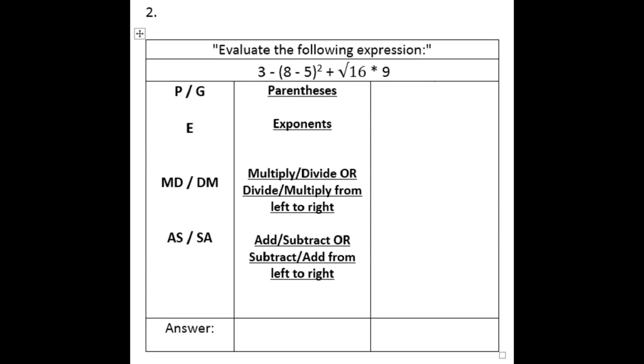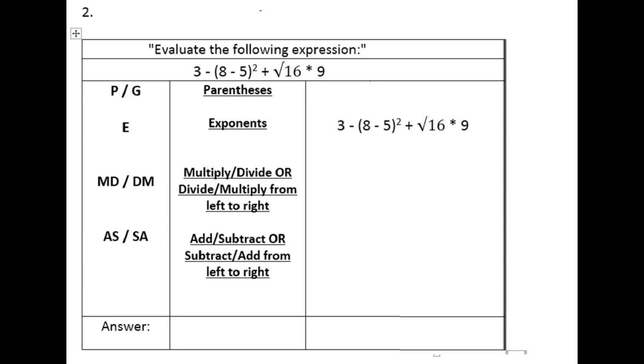All right, so evaluate the following expression. And again, this is order of operations. So let's go ahead and go through this problem. This is nothing difficult. This is the same thing we've been doing. So we start with our parentheses. So we start with that 8 minus 5. Now notice we don't include that negative sign. It's just 8 minus 5, and that becomes 3.